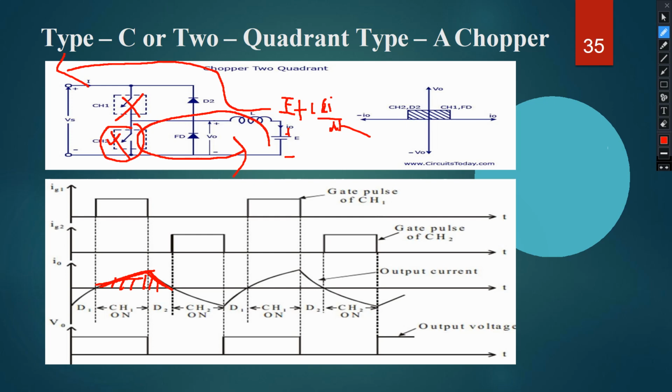It is a combination of type A and type B chopper. The direction of the current shifts from positive to negative, but the output voltage direction is the same. So this is the two quadrant operation of the chopper, and you can see that this is the discharge path. Here the I becomes negative. But what about V0, the V output? The V output is positive.